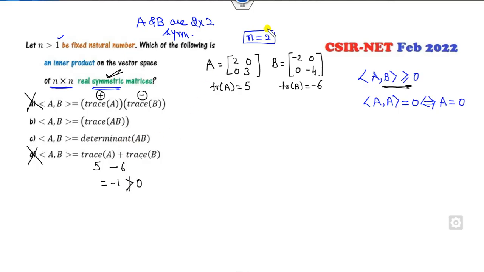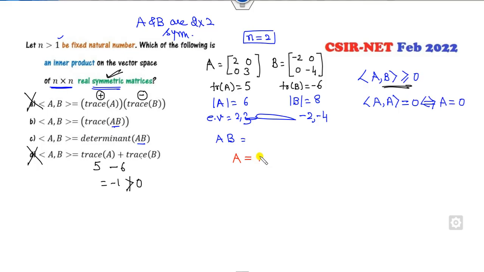Now you can see the determinant. Now you need AB. So how can you find the determinant of this? The determinant of A is 6, and the determinant of B is 8. The eigenvalues of A are 2, 3. The eigenvalues of B are minus 2, 4. So how can you find the eigenvalues of AB? You can multiply them.